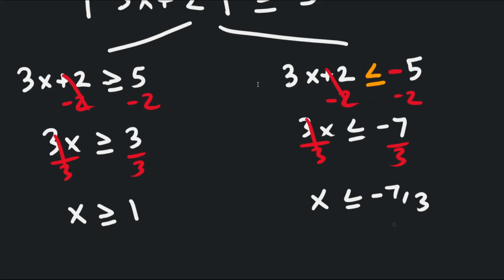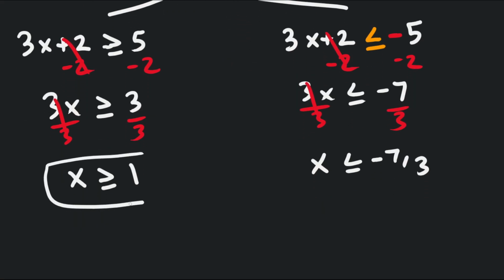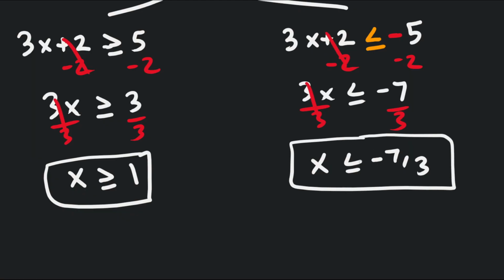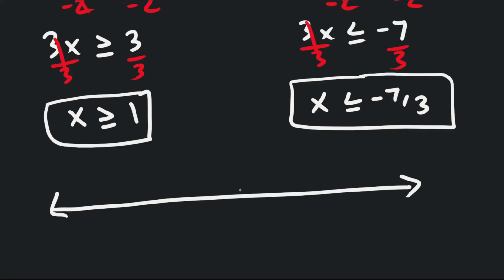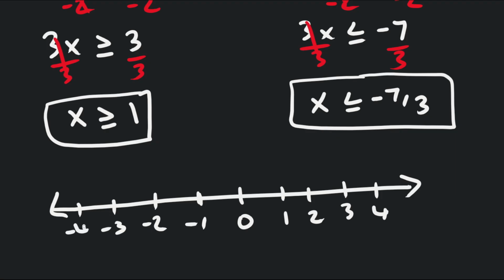Okay, so we have x is greater than or equal to 1 right here, and we have x is less than or equal to negative 7/3 right here. So let's represent this on a number line. Let's draw our number line, and in the middle we'll put 0. We'll go 1, 2, 3, 4. On the other side we'll go negative 1, negative 2, negative 3, negative 4. And we'll go ahead and plot each one.